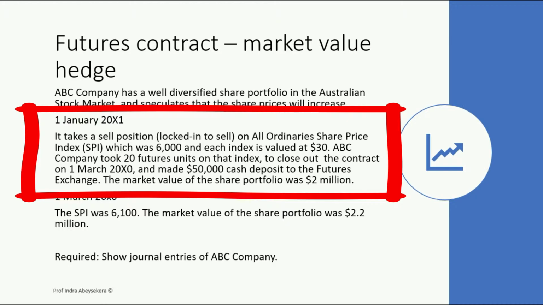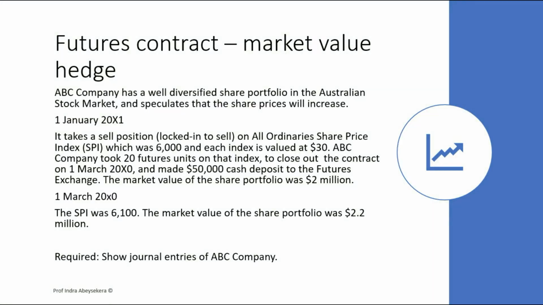And it's now taking this position based on the share price index, which was 6,000, and each index is valued at $30. So when buying the futures, ABC company took 20 future units, and each unit is $30, to close out this contract on 1st of March.